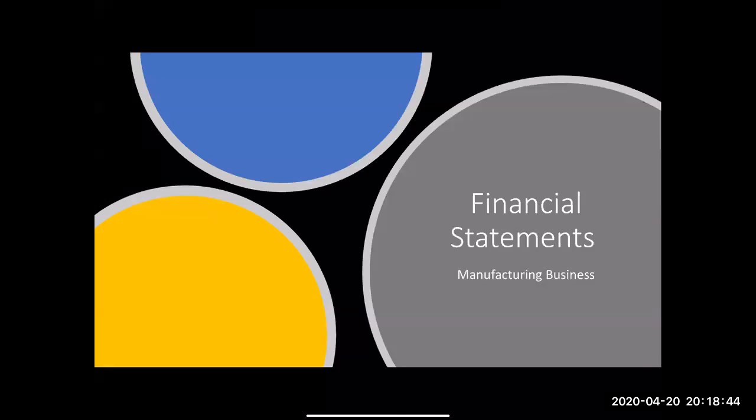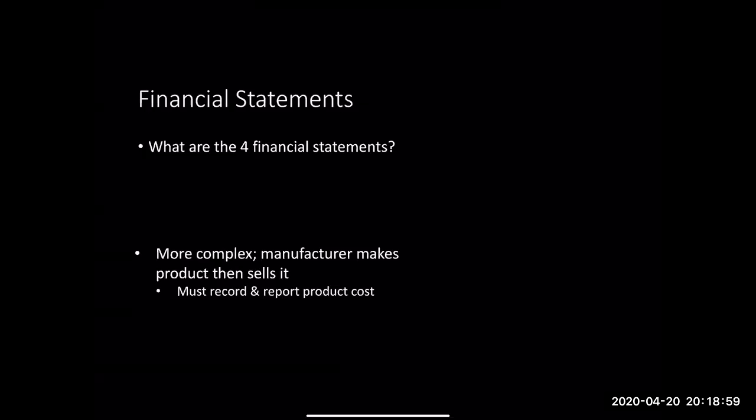All right, guys, so here we are now jumping into financial statements of chapter one, which is the introduction to managerial accounting. We're going to look at the financial statements of a manufacturing business. What are the four financial statements? What are those?